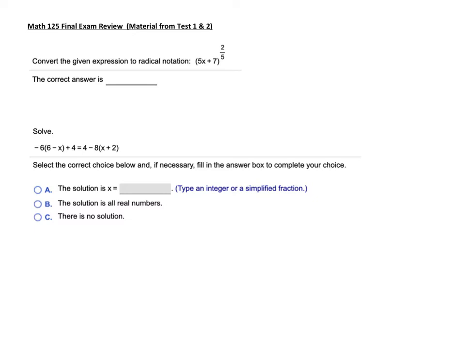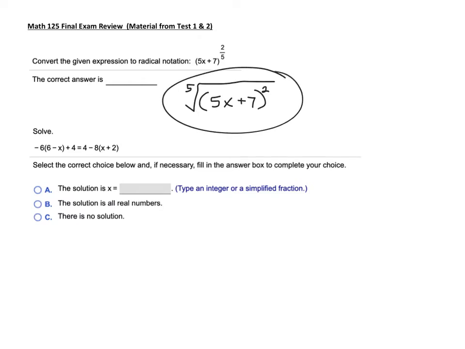Okay, the first one, convert the given expression to radical notation. All they're wanting in this case is for you to write it as a radical. So to the 2/5, that means that the 2 you raise to a power, and when it's over 5, that's the same thing as the 5th root. This is what we're looking for.